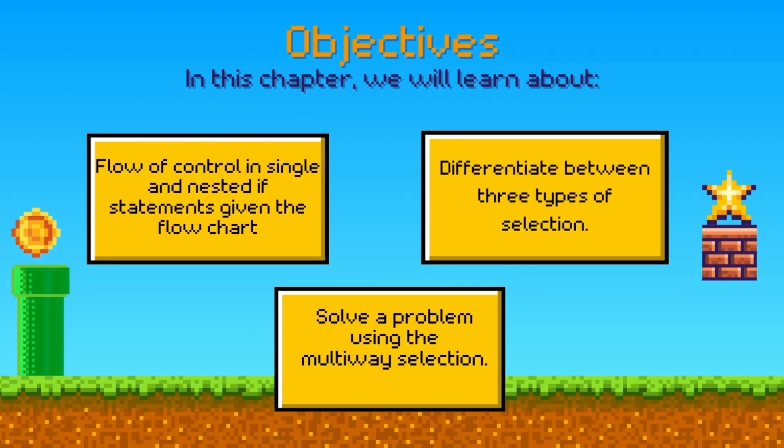Okay, what are the objectives that we learn in this chapter? First of all, we will learn about the flow of control in single and nested if statements given by the flowchart. Next, we will learn to differentiate between three types of selection, and also learn to solve a problem using multi-way selection, which is single, double, and multi-way selection.